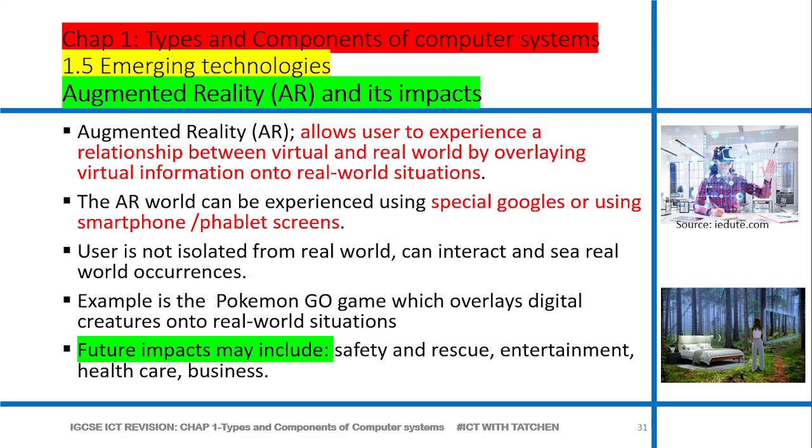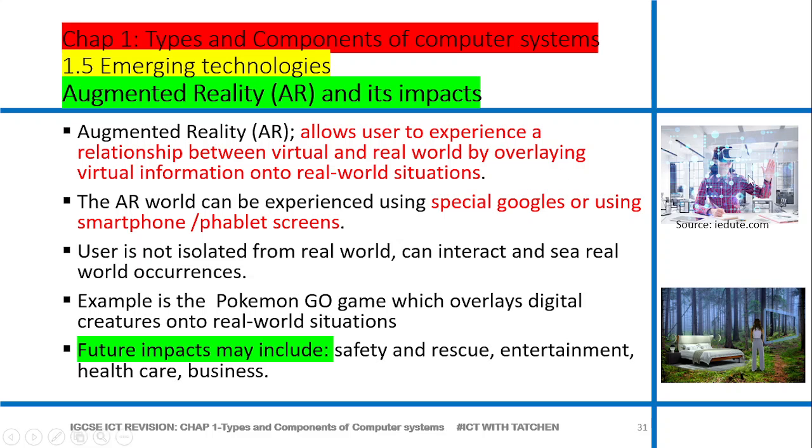Finally, I think the final emerging technology we'll look at is augmented reality. Augmented reality basically allows a user to experience a relationship between a virtual and a real world by overlapping virtual information onto a real world situation. So it's kind of an overlap, real and virtual.